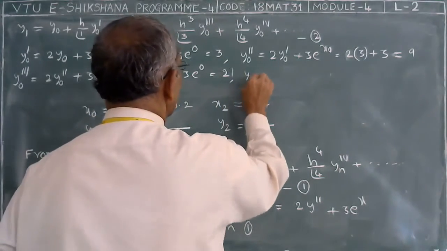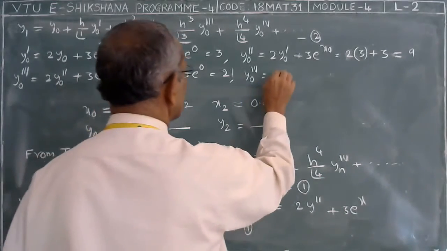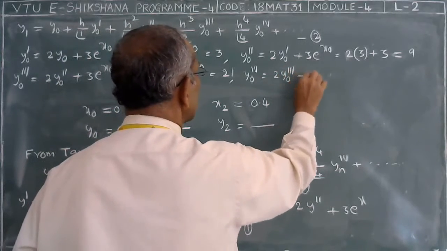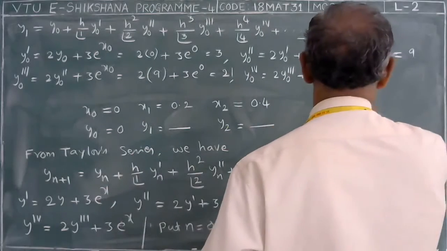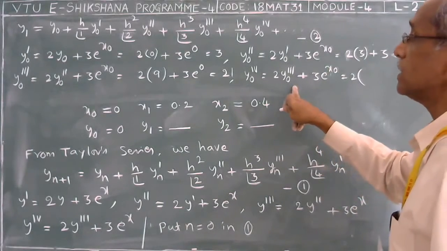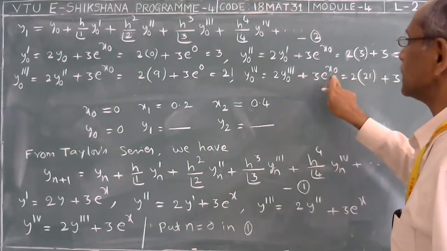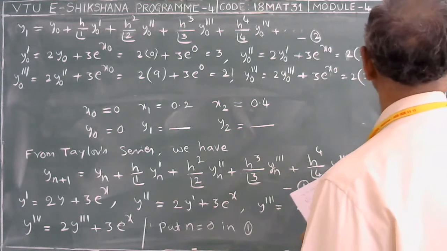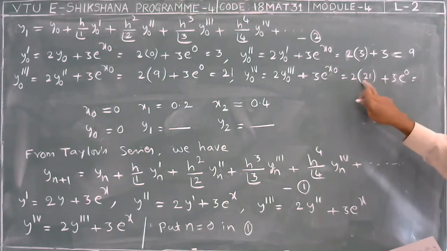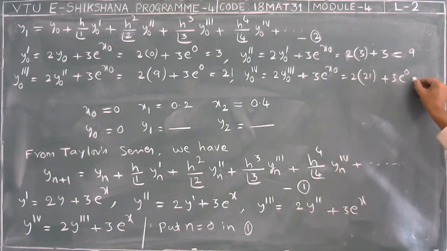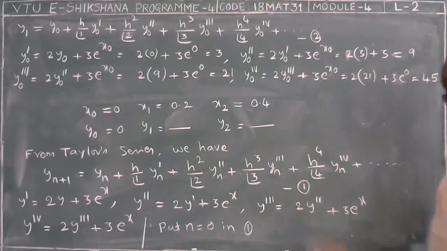Then similarly, y naught 4 is 2 y naught triple dash plus 3 e power x naught, which is equal to 2 into y naught triple dash. y naught triple dash is 21 plus 3 into e power 0. e power 0 is 1. So this is 21 plus 3, 42 plus 3, 45.